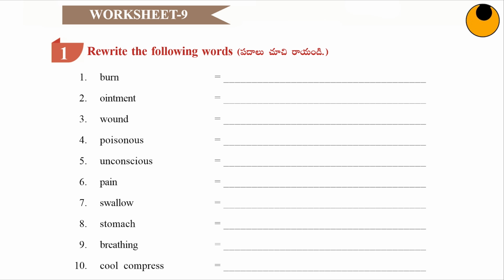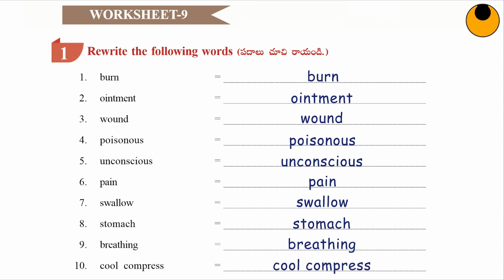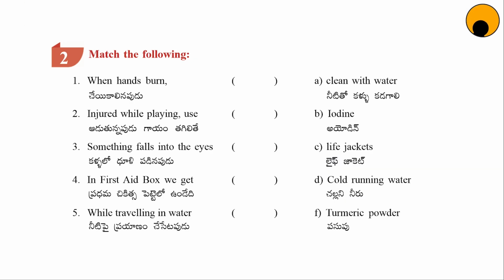Worksheet 9. Rewrite the following words. ఈ పదాలను చూసి రాయండి. స్పష్టంగా పలకండి. Burn, ointment, wound, poisonous, unconscious, pain, swallow, stomach, breathing, cool compress. Match the following. వీటిని జతపరచండి.